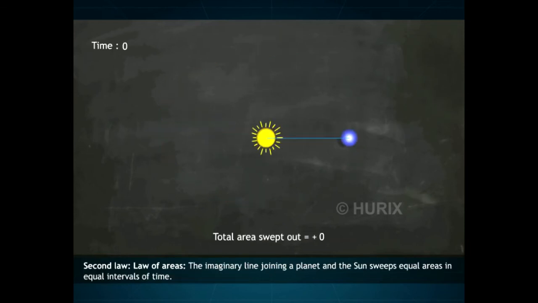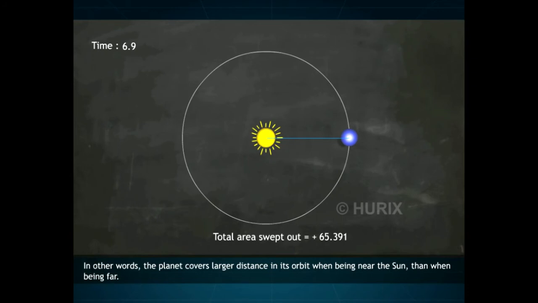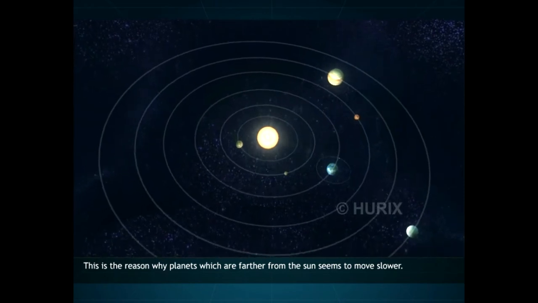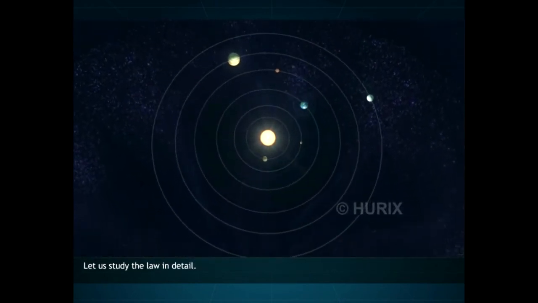Second law, law of areas. The imaginary line joining a planet and the Sun sweeps equal areas in equal intervals of time. In other words, the planet covers larger distance in its orbit when being near the Sun than when being far. This is the reason why planets which are farther from the Sun seem to move slower. Let us study the law in detail.